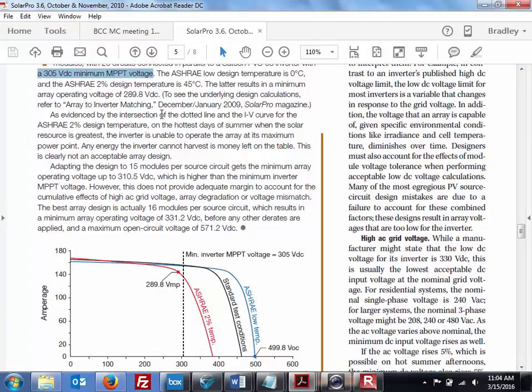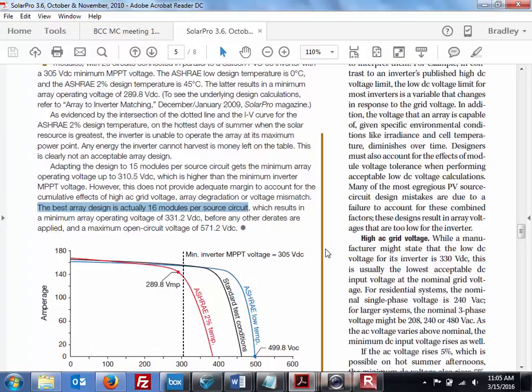So there you go. On the hottest days of summer, when the solar resource is greatest, the inverter is unable to operate the array at its maximum power point. Not always a big deal in Montana, but sometimes we'll hit 110 Fahrenheit. So what they say here, the best array design is actually 16 modules per source circuit, which results in a minimum array operating voltage of 305.